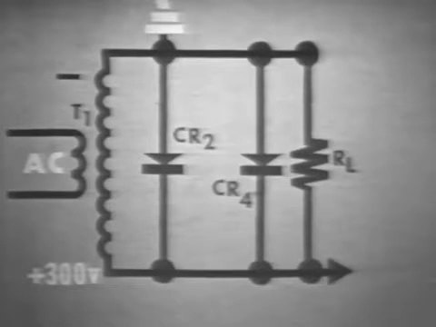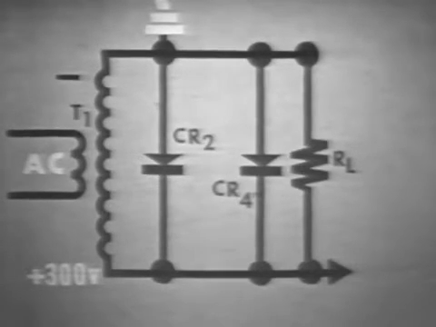When the input reverses, CR2 and CR4 feel 424 volts peak inverse voltage also. All the diodes feel the same PIV, the peak secondary voltage.